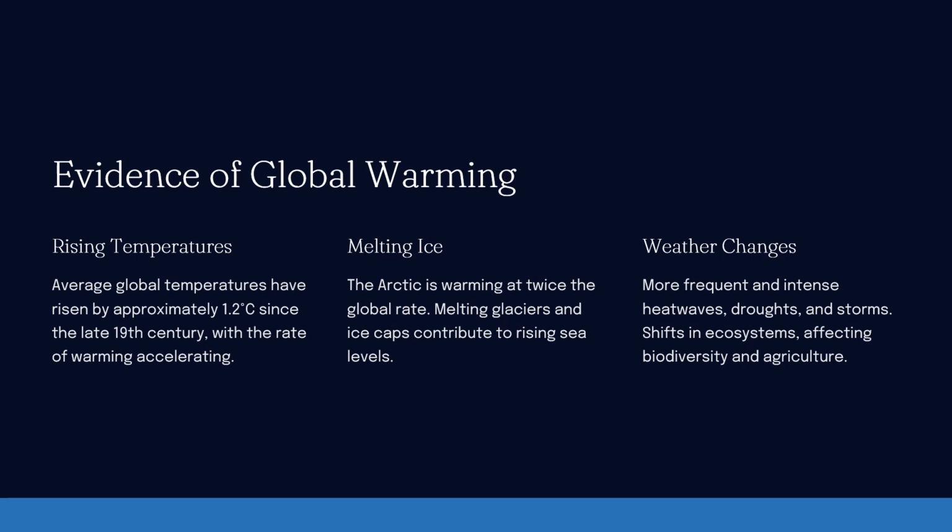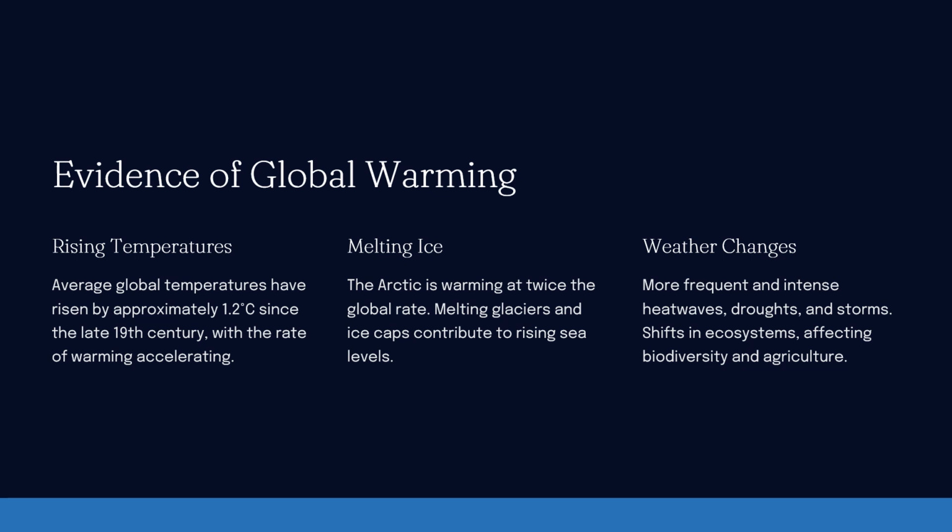Melting ice. The Arctic is warming at twice the global rate. This rapid warming is causing glaciers and ice caps to melt at an alarming pace. As the ice melts, it contributes to rising sea levels, which threatens coastal areas and ecosystems.